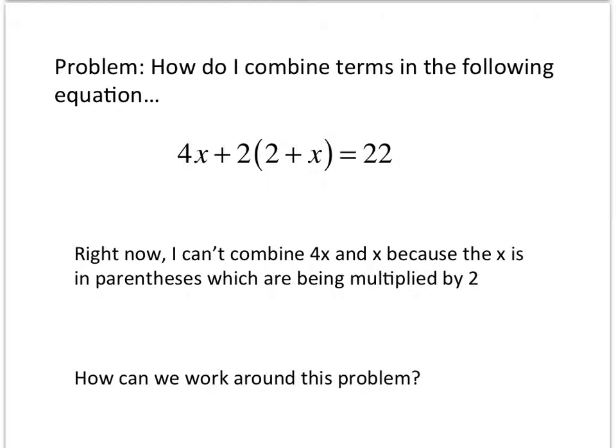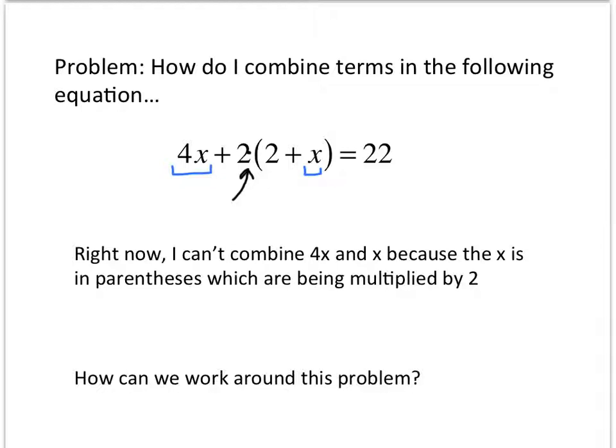Now, even if we have multiple terms, sometimes we face another problem. And here's an example. The question now is, can I simply combine the 4x and the x? And the answer is no, I can't right now, because the x is inside these parentheses, which are being multiplied by 2. So this all goes back down to the order of operations. I notice here that between the 2 and the parentheses there's nothing, so there's multiplication. I can't add 4x and x before I deal with that multiplication because we need to follow the order of operations.